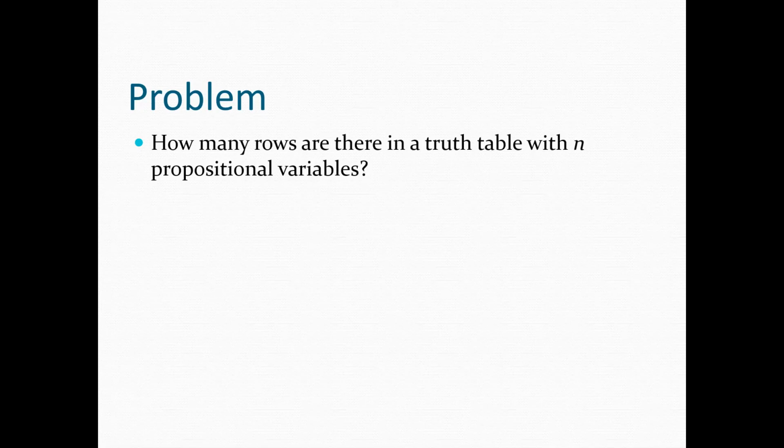So the problem here is how many rows there are in a truth table. Finally we have the problem I used to discuss in previous slides. How many rows are there in a truth table with n propositional variables? The answer is 2 to the power n. Right? When there was only one variable, we had 2 rows, that is 2 to the power 1. When we had two variables, we had 4 rows. When we had 3 variables, we had 8 rows.